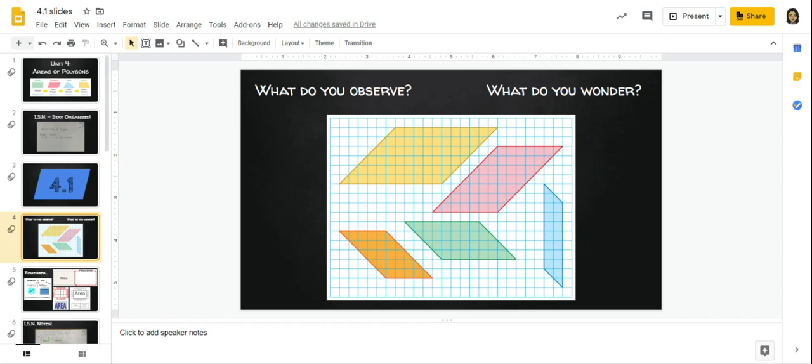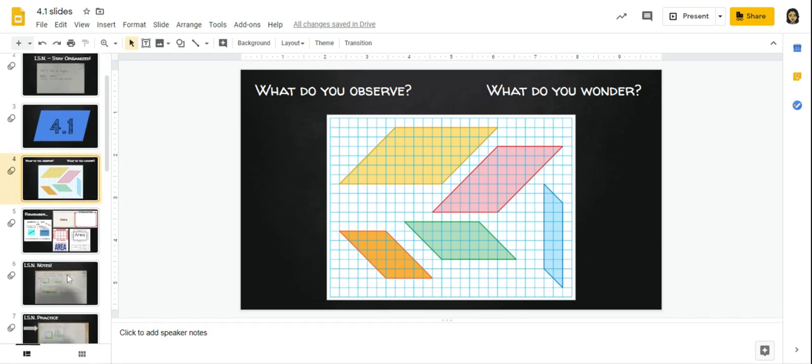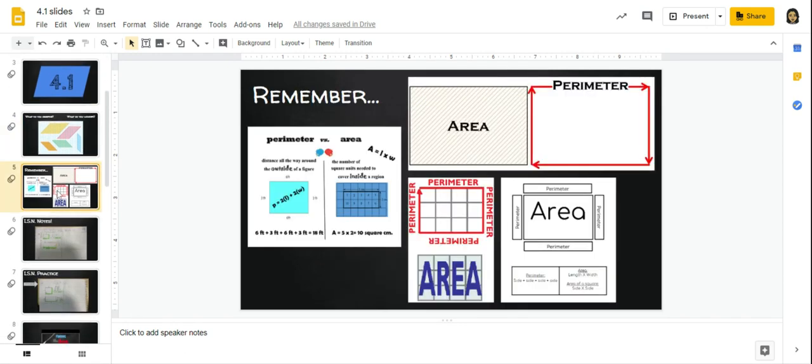So instead of perimeter that we know is the measurement of all around a shape, this section will be talking about area, which is the area inside of the shape. So as you continue to go, again, it gives you some more information about area, making sure that you're measuring the inside, the square measurements inside of a shape versus the perimeter, which is the outside or around a shape.